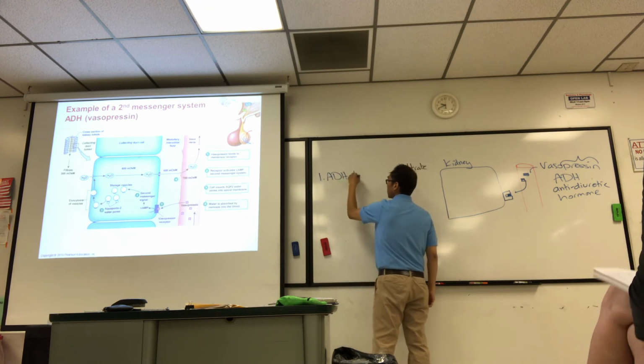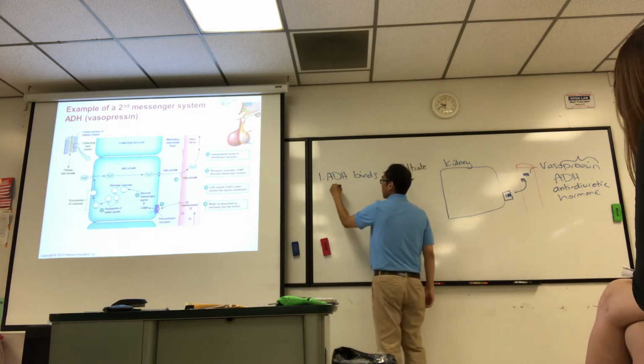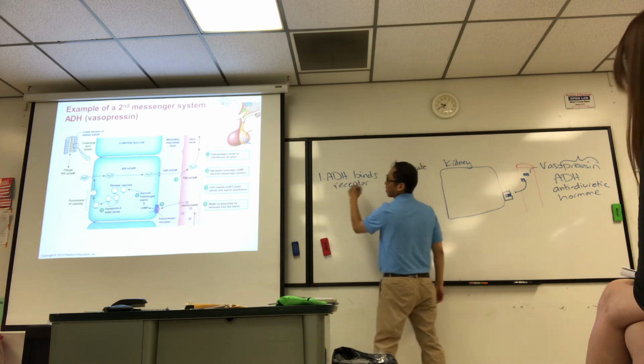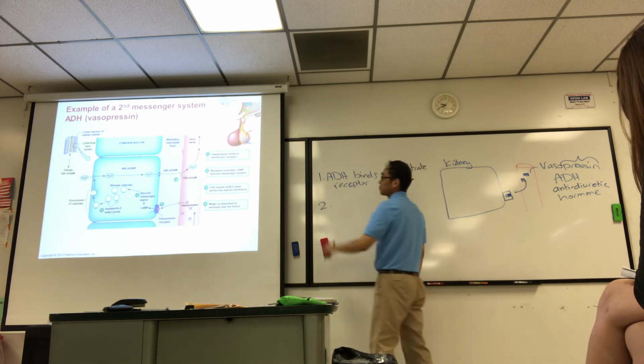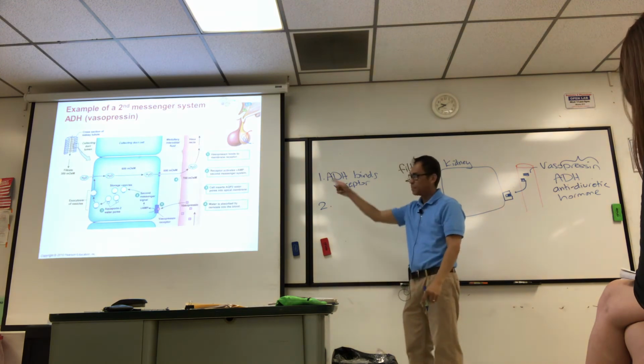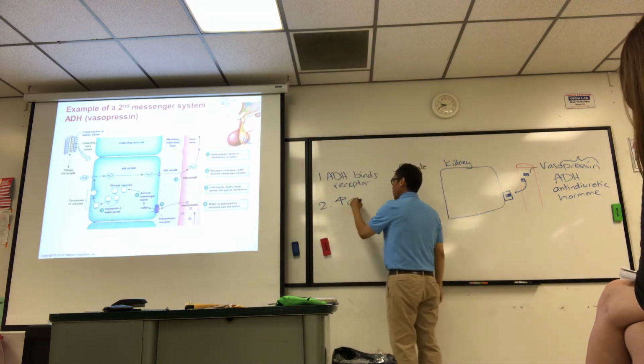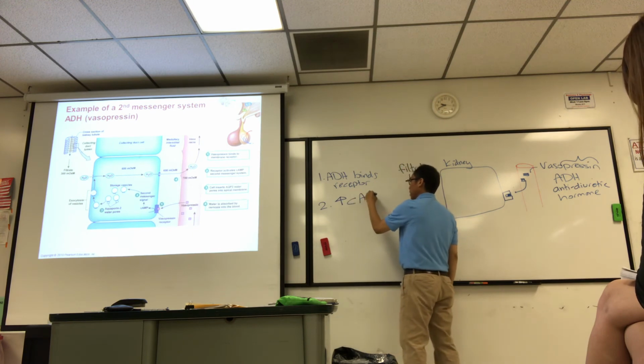ADH vasopressin binds receptor. You activate cyclic AMP. That's what it says in this box here. So I'll just put up arrow, increased levels of cyclic AMP.